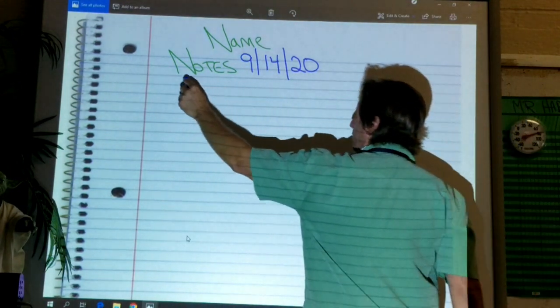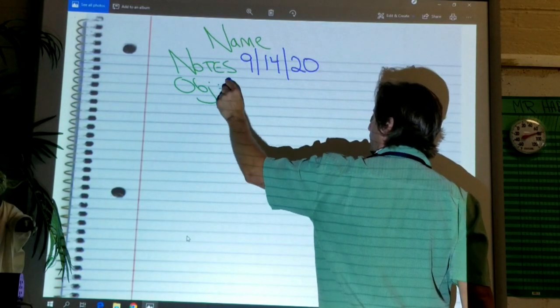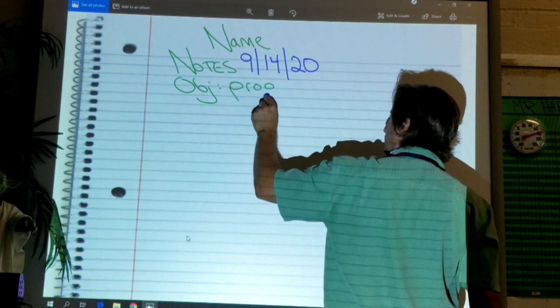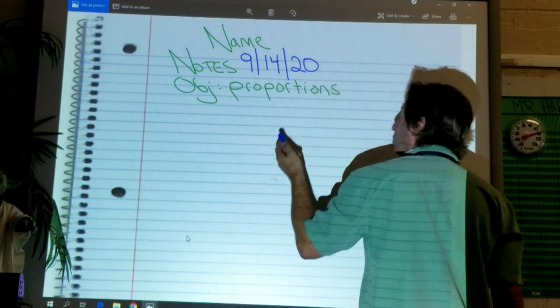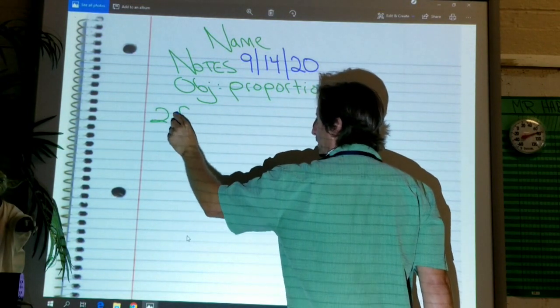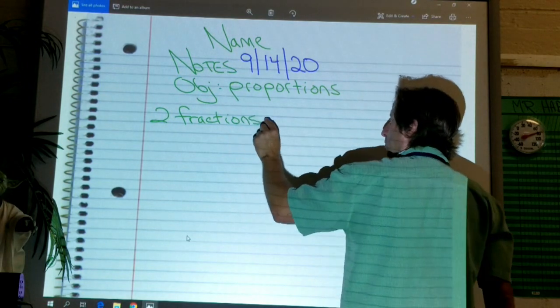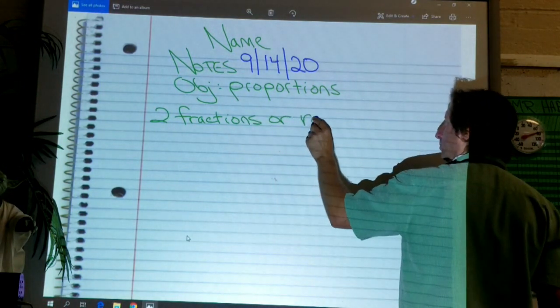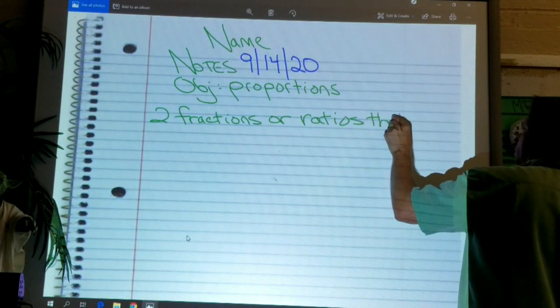And our objective for today is we're going to start doing what are called proportions. And what are proportions? They're basically two fractions or ratios that are equal.